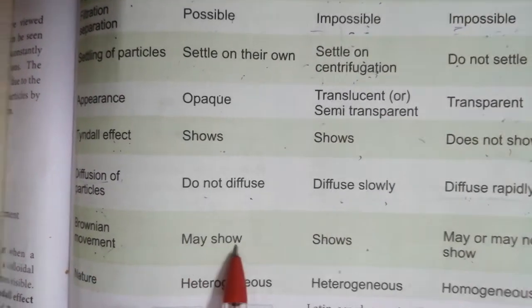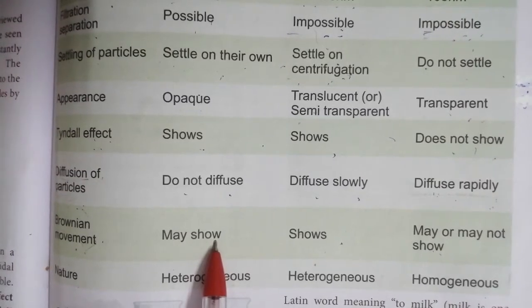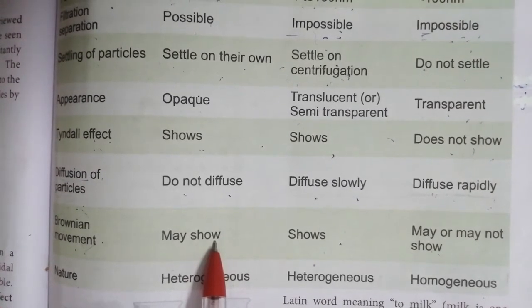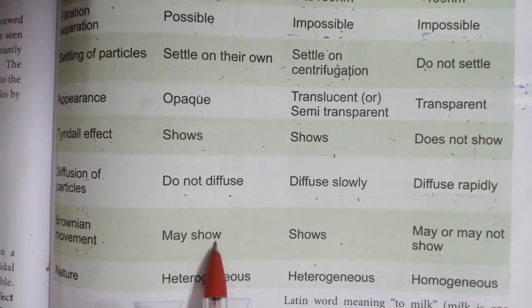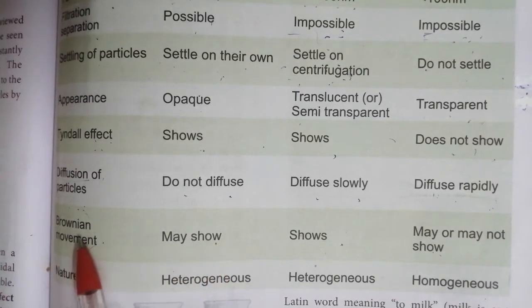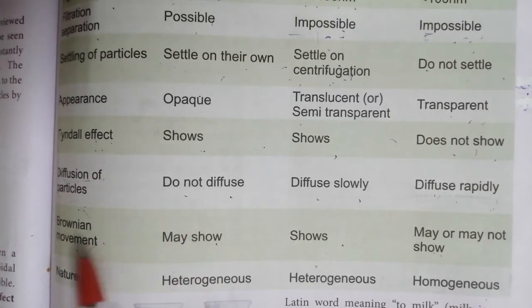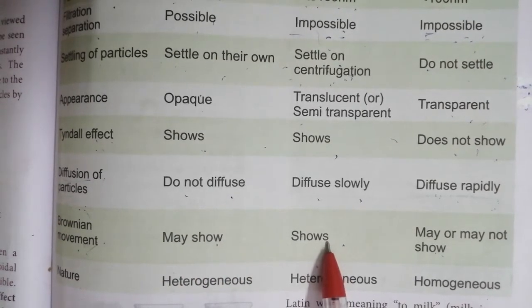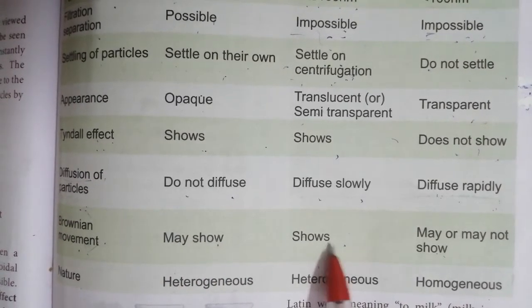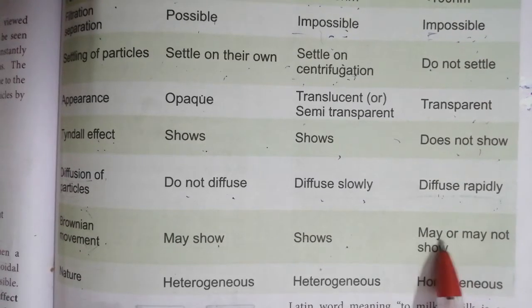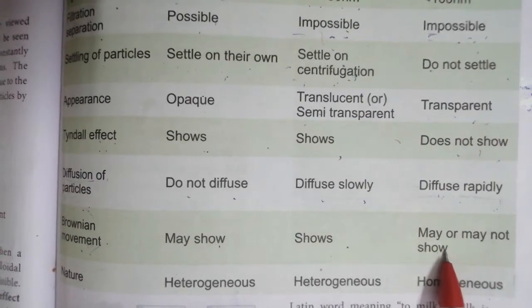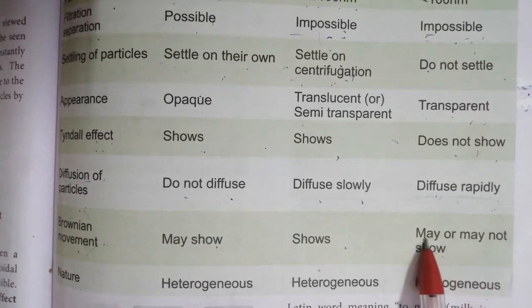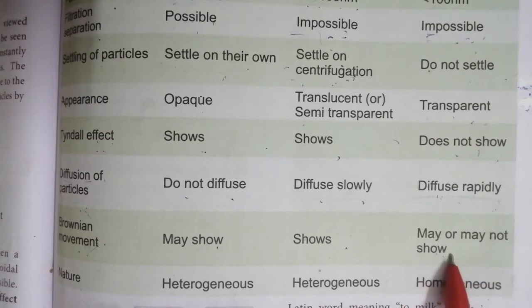It may show, because the particles are there, no? So when we look through the microscope, we can see those Brownian particles, right? So Brownian movement may show. Here, the colloidal solution will show it, and the true solution may or may not show it. Mostly it will not show. For that reason, they have given may or may not show.